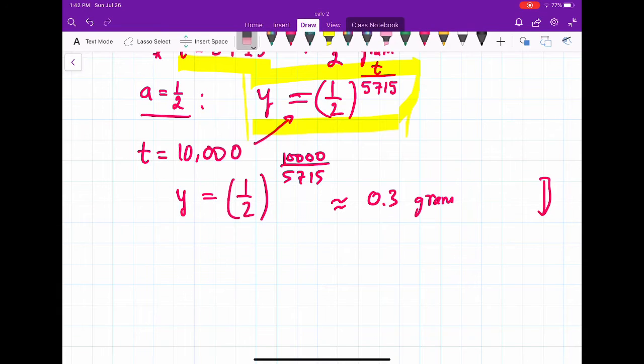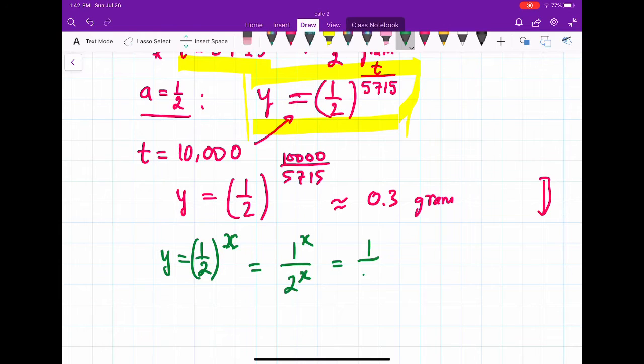So let's talk about this. I want to graph the function y equal to 1/2 to the x. But what is this? This is 1 to the x over 2 to the x, by the property of exponential functions. On the top we have 1, and here you have 2 to the x, or you can write that as 2 to negative x.